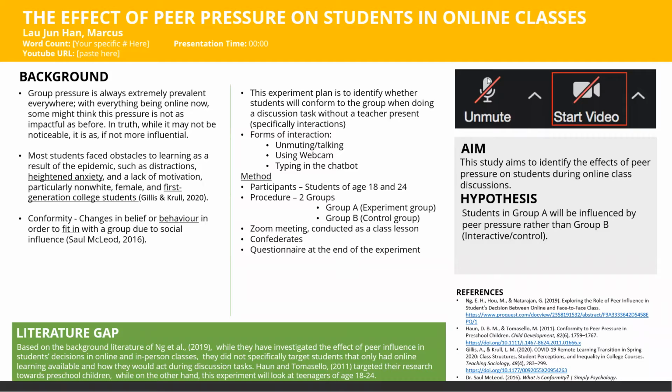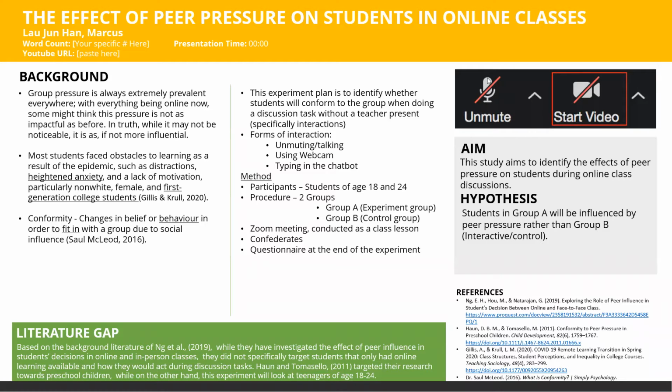in online classes. The aim of this study is to identify the effect of peer pressure on students during online class discussions, while the hypothesis is that students in Group A will be more influenced by peer pressure compared to students in Group B, which is the interactive/control group.